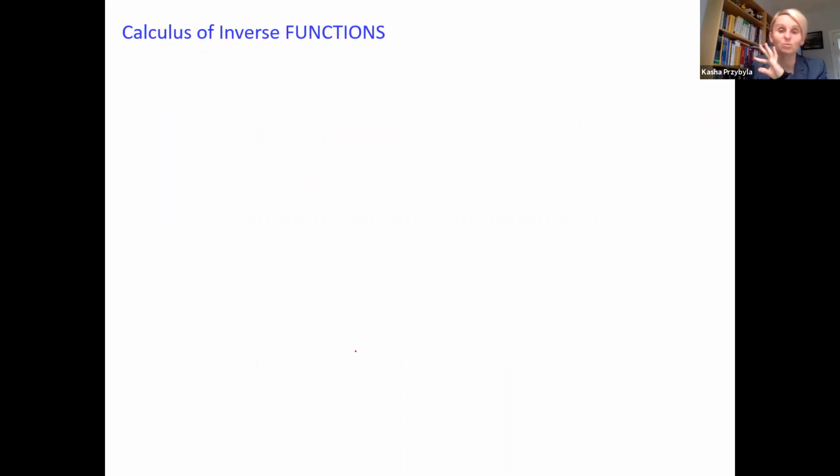Calculus of the inverse. That's when we know the function must be one-to-one. If it's not one-to-one, we may restrict the domain. That's what we will try to do.